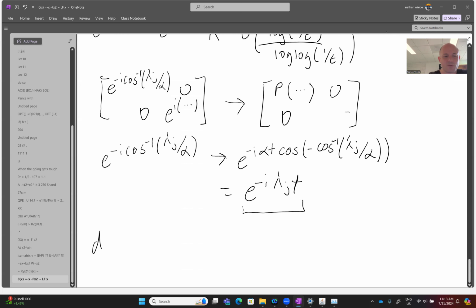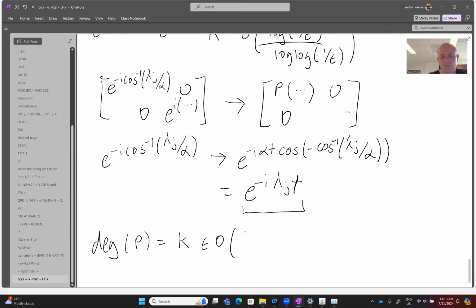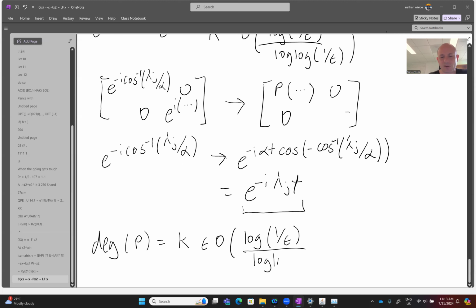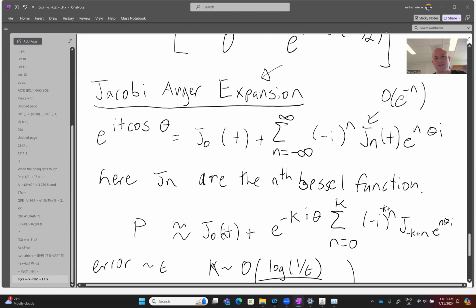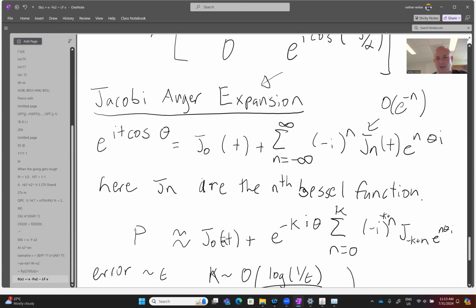Furthermore, the degree of the polynomial transformation that we end up needing is equal to k, which is order log 1 over epsilon divided by log log 1 over epsilon here. And so that's one of the things that is kind of beautiful about this.